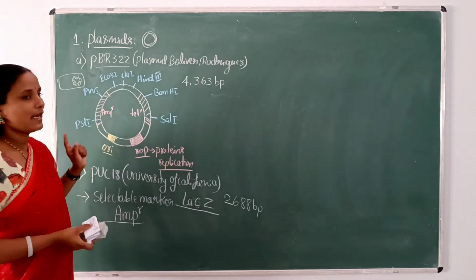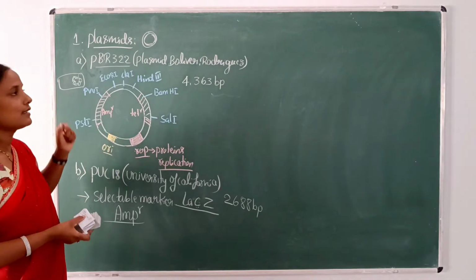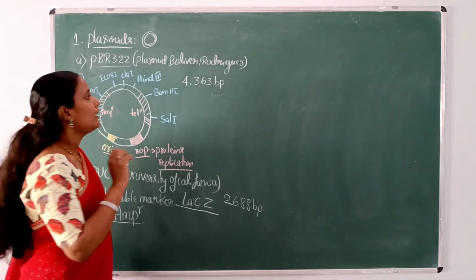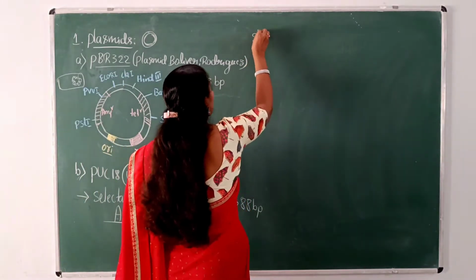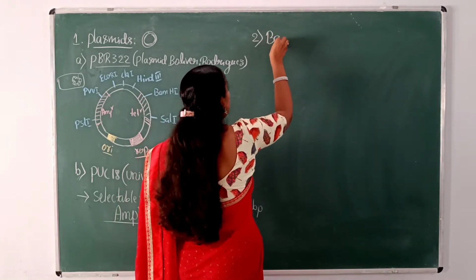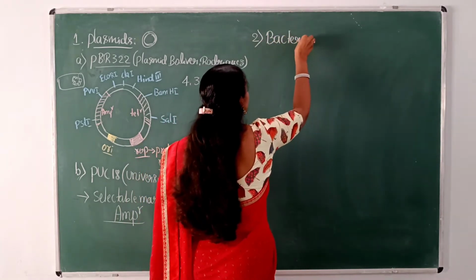So this is the first type of vectors available, the plasmids. And apart from this, the second type of vectors used are bacteriophages.